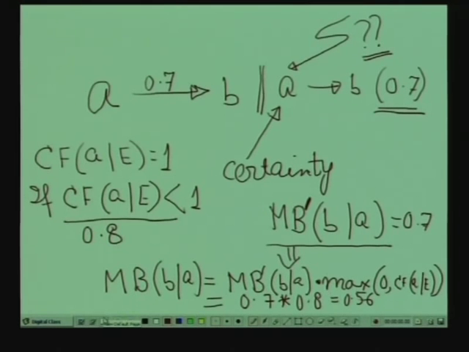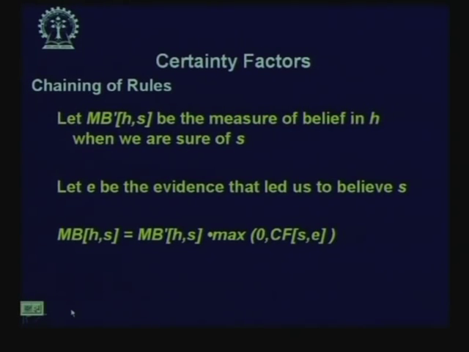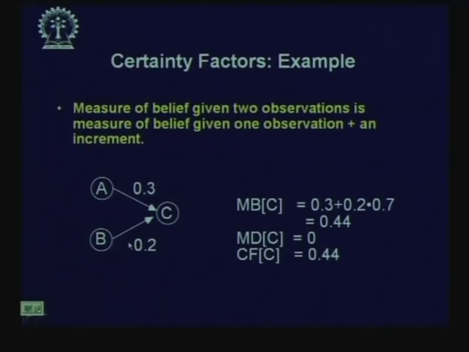Okay. So, let us go back to this slide. Now, it will be clear. Suppose E is the evidence that led us to believe S, and the certainty factor of S given the evidence E was CF(S,E). So, we take the max of that and multiply MB prime of H, S with this. That leads us to the modified measure of belief when the rules are chained. Next, let us look at some examples so that you will be in a position, after looking at these, to compute the certainty factors by yourself.